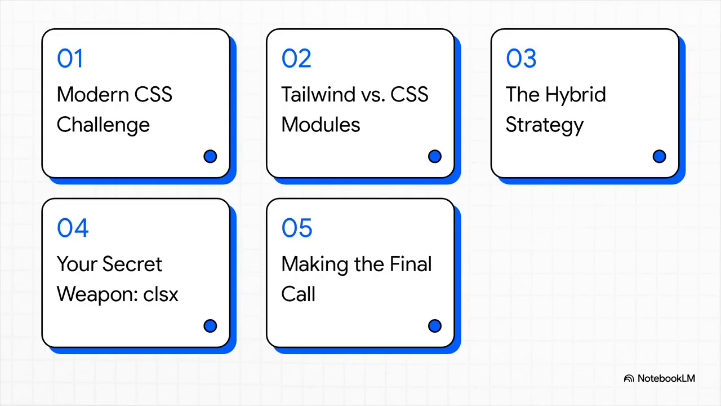So here's our game plan. We're going to kick things off with the core challenge that every single developer faces. Then we're going to put the two main contenders, that's Tailwind and CSS Modules, head to head. After that, we'll get into a really powerful hybrid strategy, introduce a little secret weapon to keep your code sparkling clean, and then wrap it all up with a clear framework so you can make the right call every time.